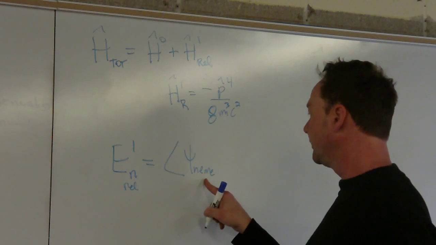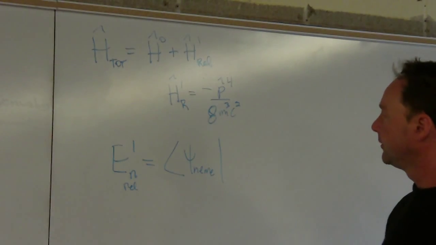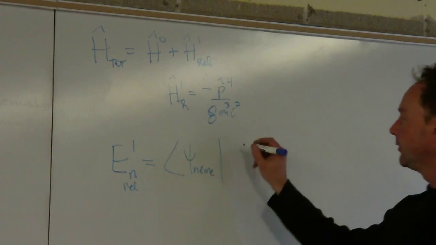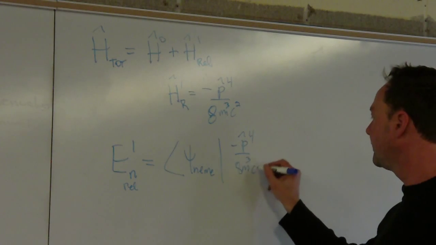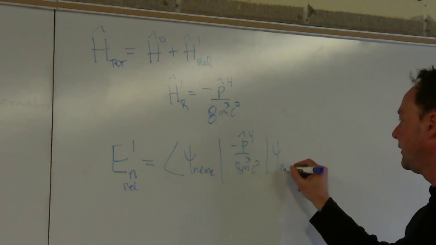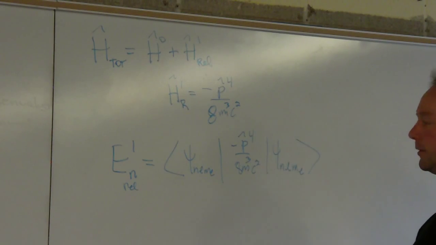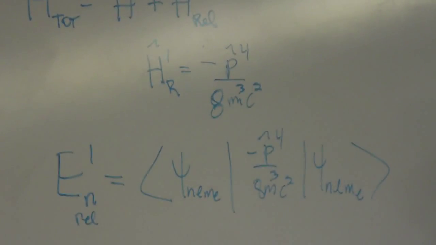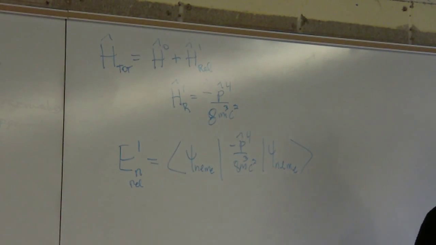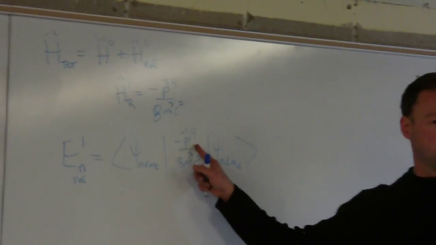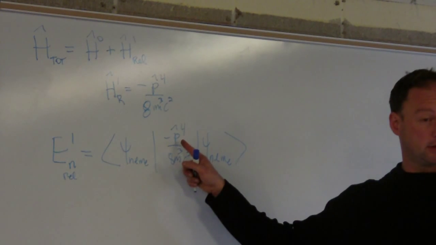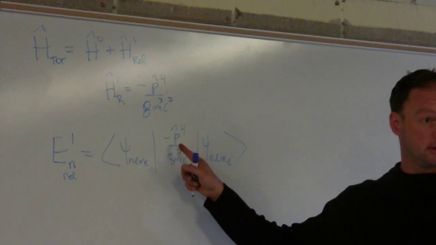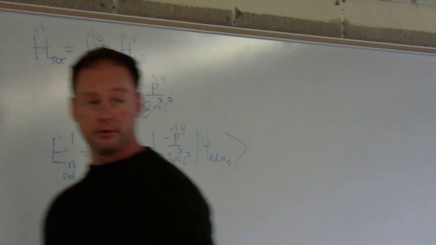Okay, and what's the Hamiltonian going to be? Negative p to the fourth. Minus p to the fourth over 8m cubed c squared, and then psi NL, right? Everybody agree? So what do you need? Well, do I know what the operator for p is? Minus i h bar, partial del. Okay, so you put that in there and you get a fourth order thing.